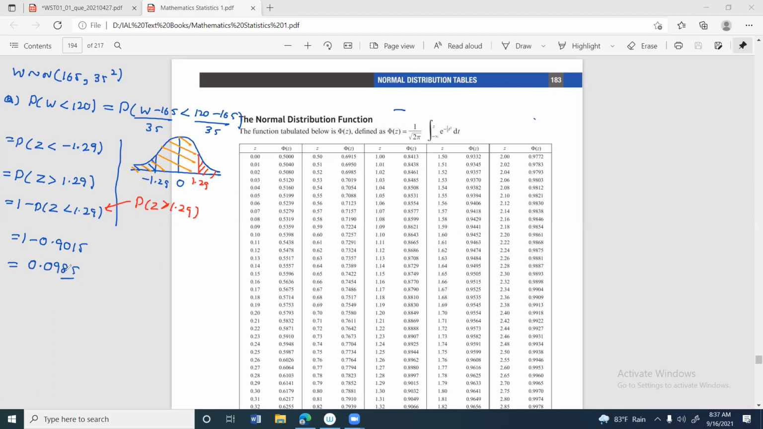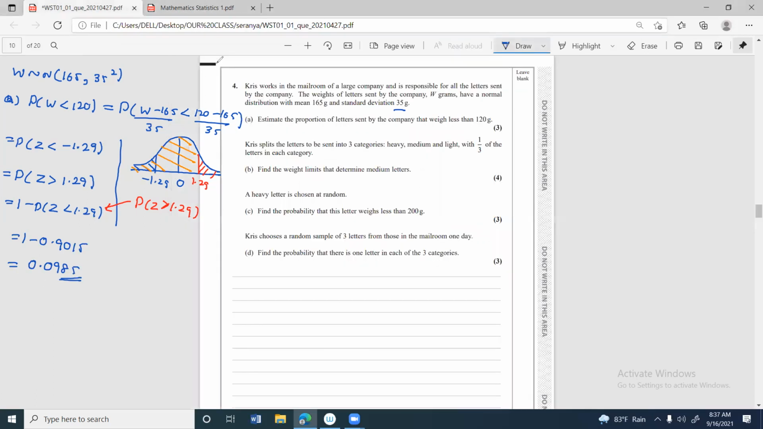0.0985 is the final answer for this question. That is how you need to do it. Okay, let's come to the second question.